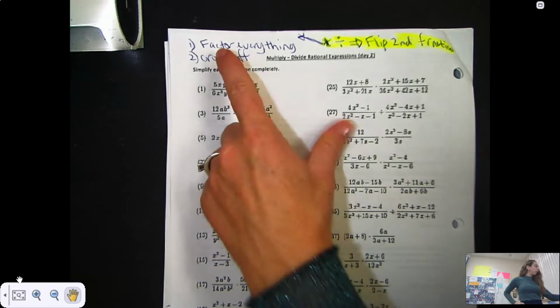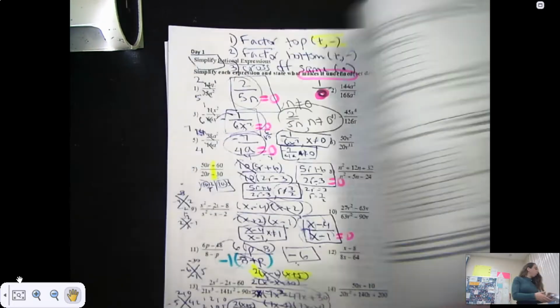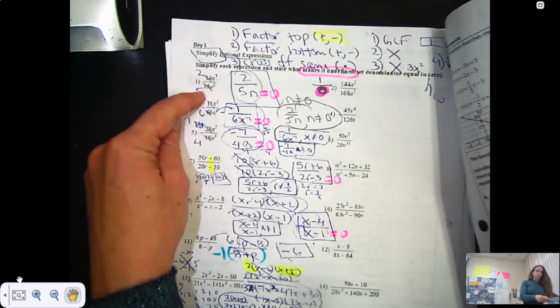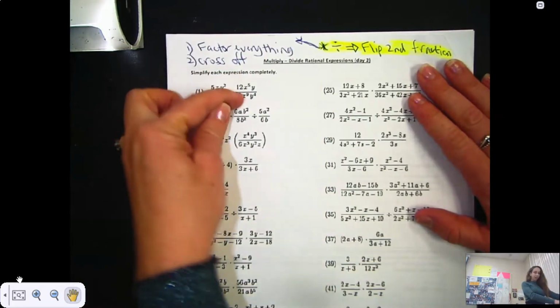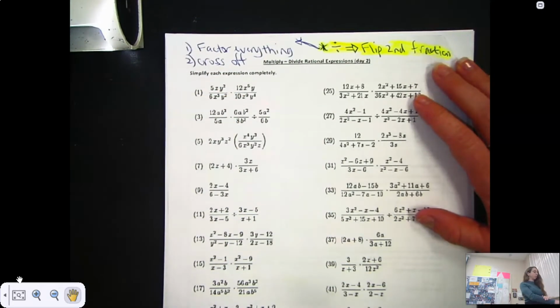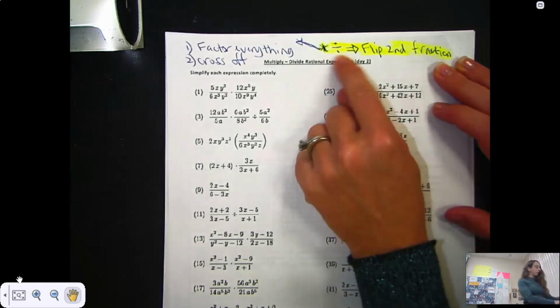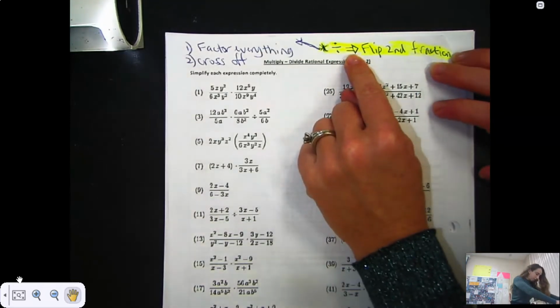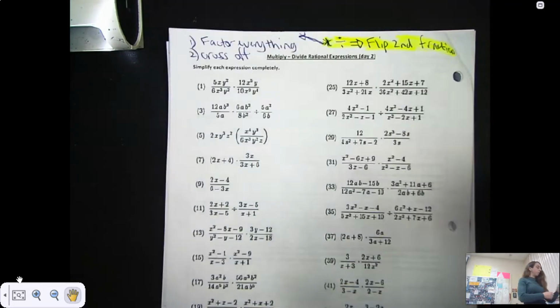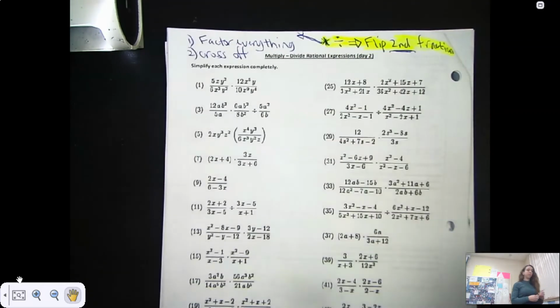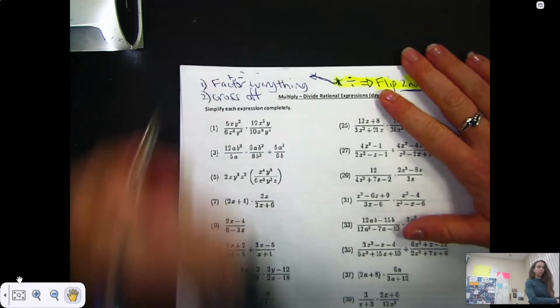So I wrote down here, you factor everything. So before, we were factoring the top, factoring the bottom, then crossing things off. Now I'm saying factor, factor, factor, factor, then cross things off. The only caveat is that when it's division, you have to flip the second fraction, okay? Only when it's division, and it always has to be the second fraction, okay? So remember, when we factor, it's only things that are being added or subtracted.